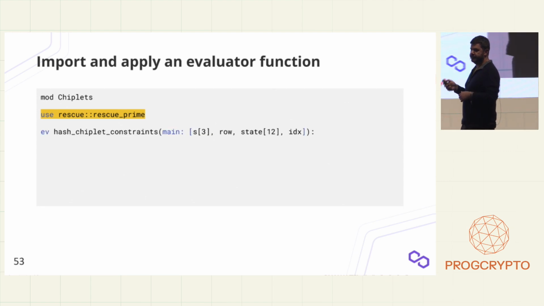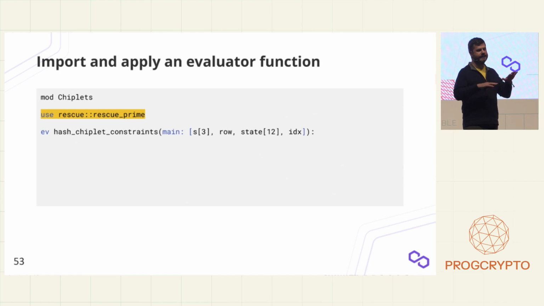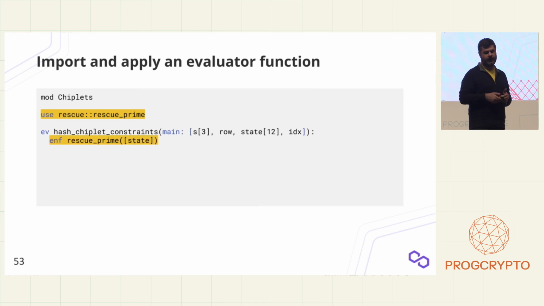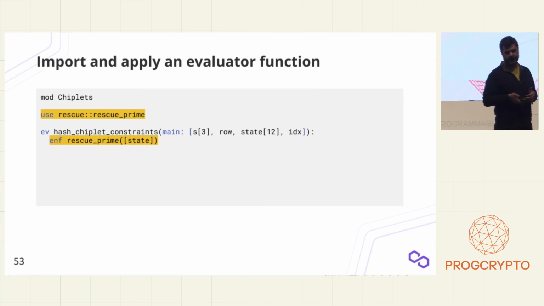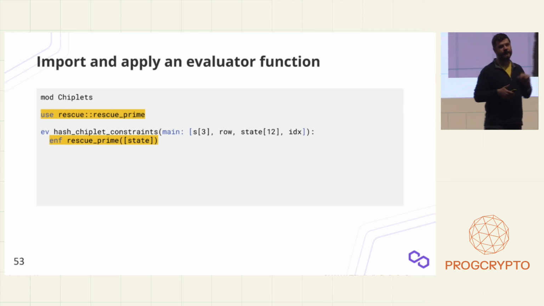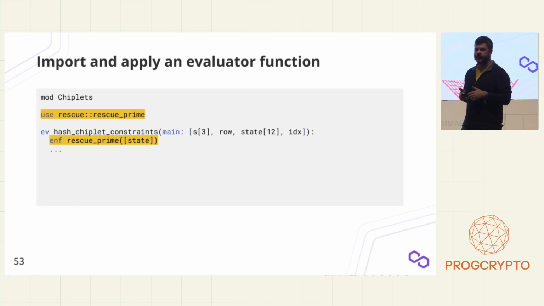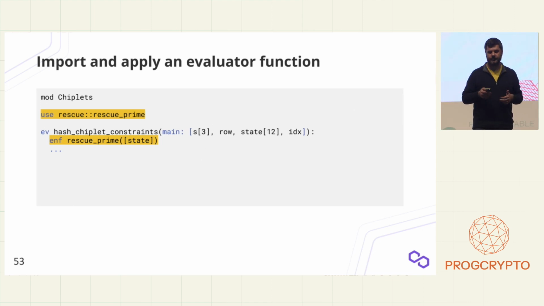And then, let's say we have this concept of chiplets, which are like accelerator circuits for the VM, for Miden VM. You can use this Rescue Prime as one of the chiplets, for example. And the one thing you would do is basically make a call to this evaluator that you define in a different module. And you can do other things in here as well, like evaluators for other modules.